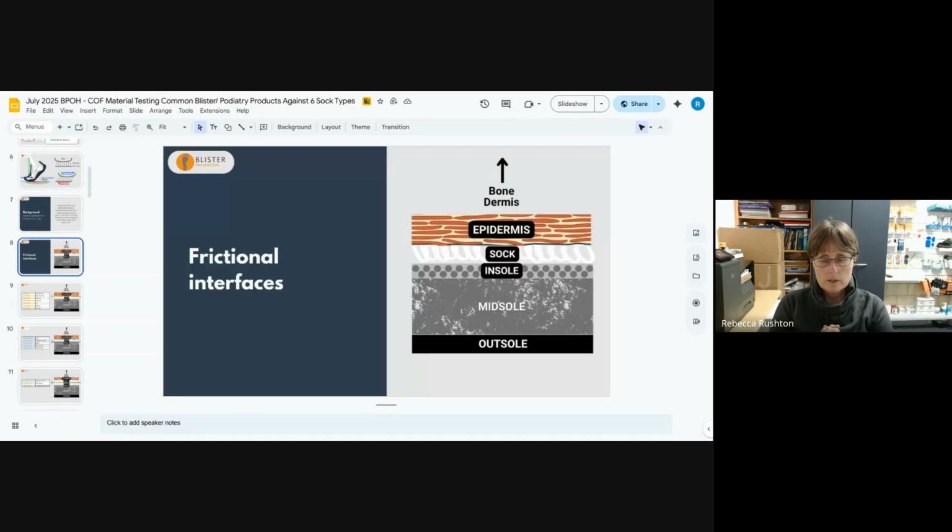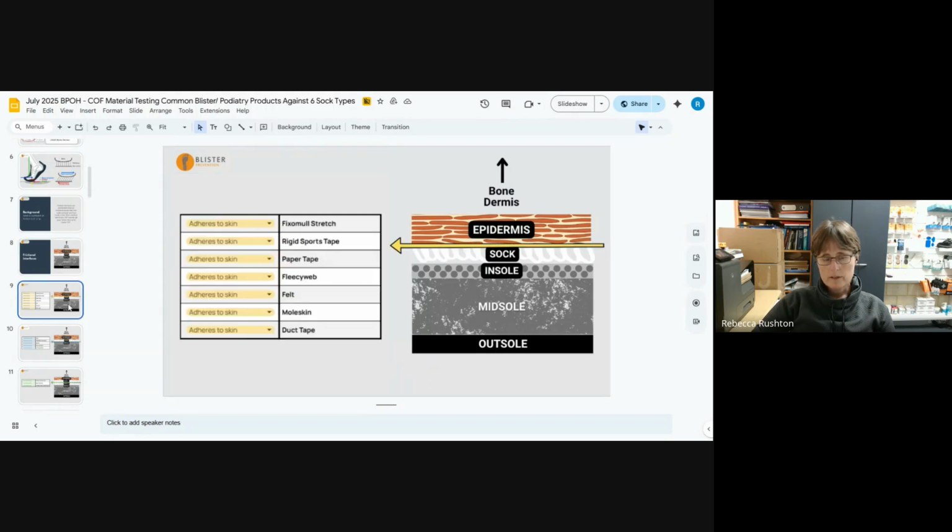So if we have a closer look at these interfaces, the bone is way up out of screen at the top, and that's the thing that initiates the shear, the bone movement in the presence of high friction. So we've got the epidermis here that undergoes shear deformation, and then our interface is between the skin surface and the sock. So we've got one interface there. We've got an interface between the sock and the insole. And then we have an interface between the ground and the outsole.